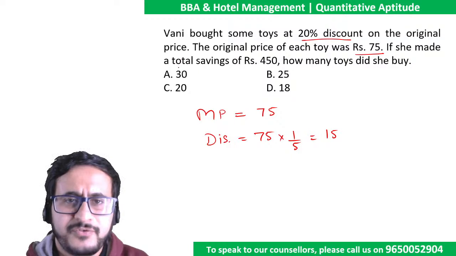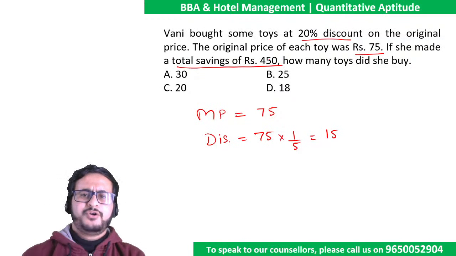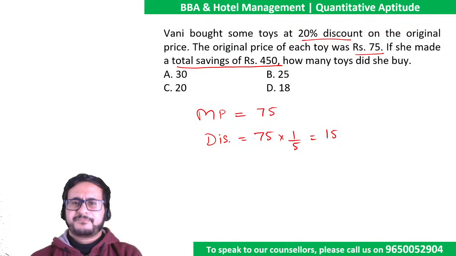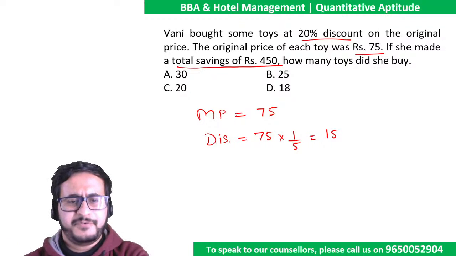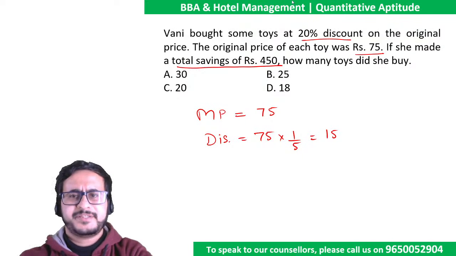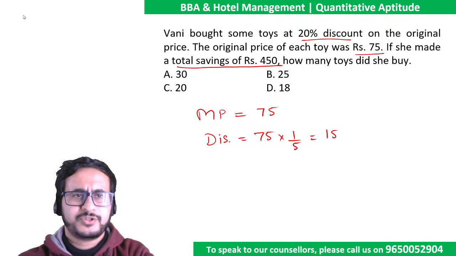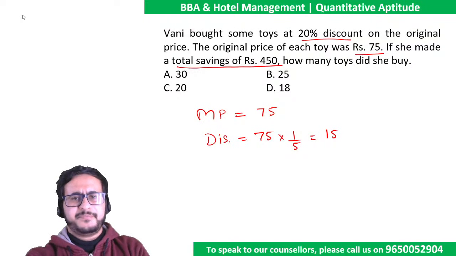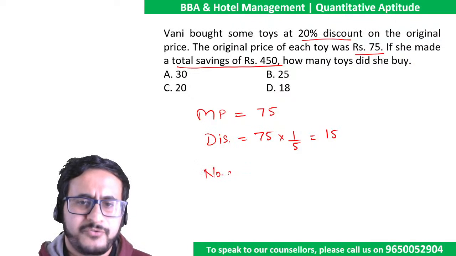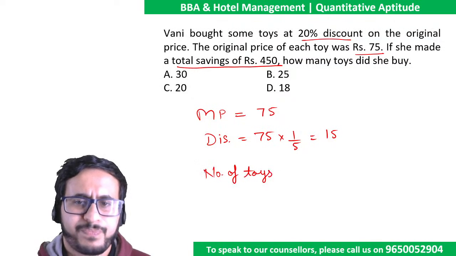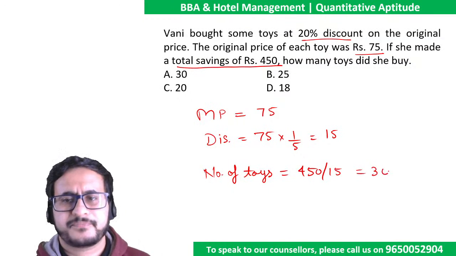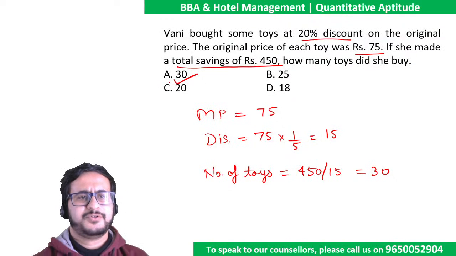Now her total saving is 450. So on one toy she saves 15 rupees. In how many toys will she save 450? So what we will do? We'll divide 450 by 15. On one toy you are saving rupees 15, and I ask you how many toys should you buy to save rupees 450. So simple thing, you will divide 450 by 15, that is 30 toys. So she must have purchased 30 toys.